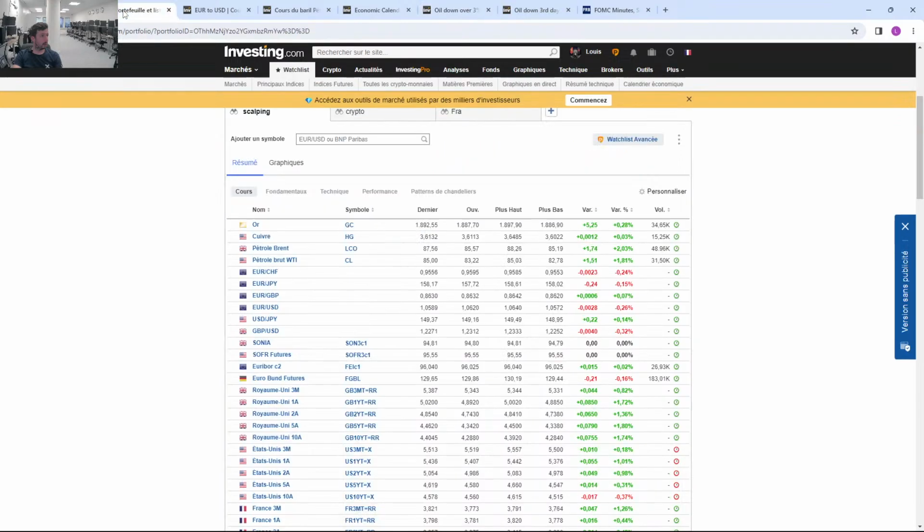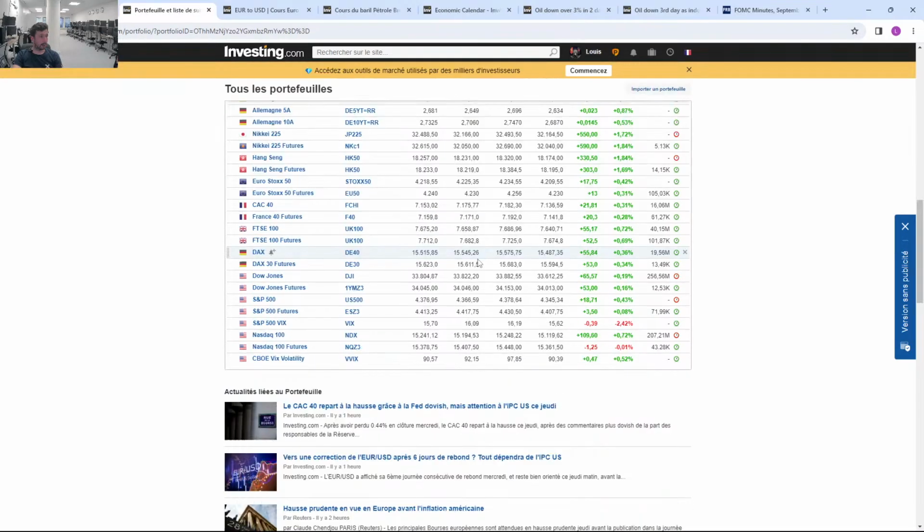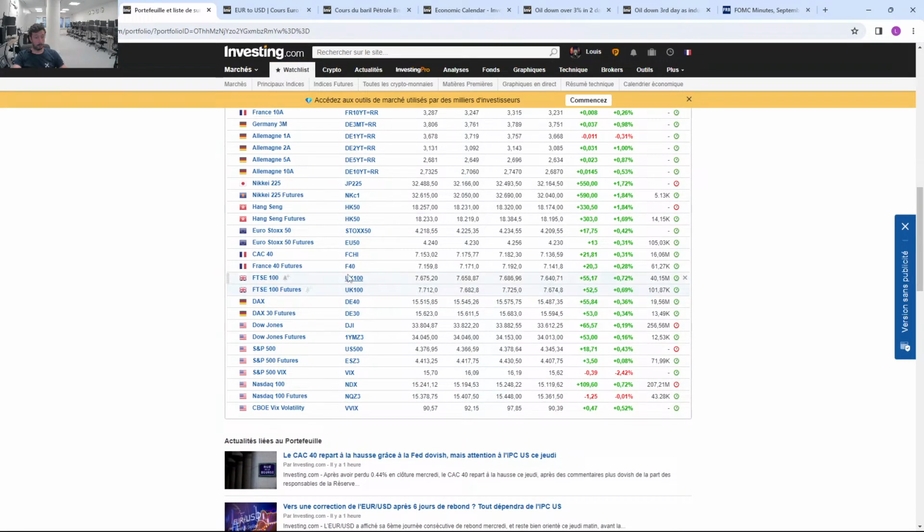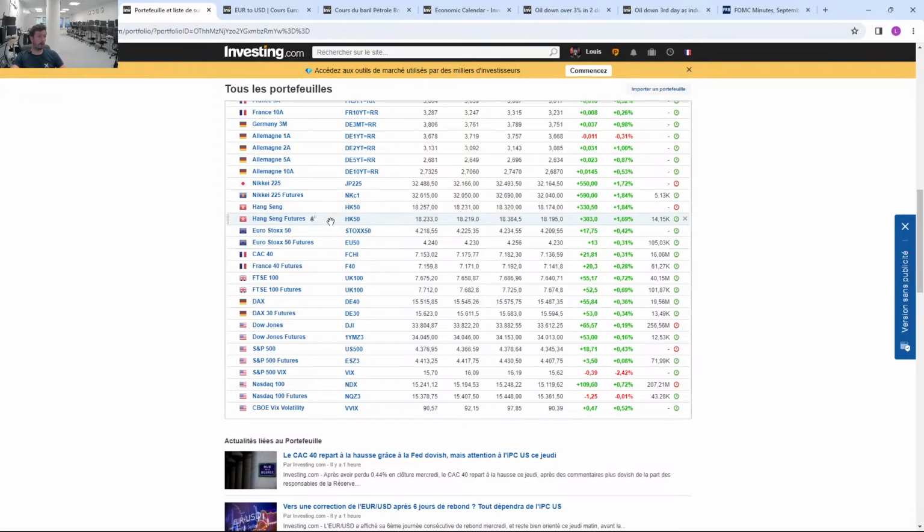If we look at all of the market, we can see that equity is mostly in the green. Europe is, Asia is really a lot in the green. 172 for Japan, 184 for Hang Seng, also Hong Kong. Euro stock is 0.42% up. CAC 0.3, FTSE 0.72. So it's mostly a good day for equity at the moment.